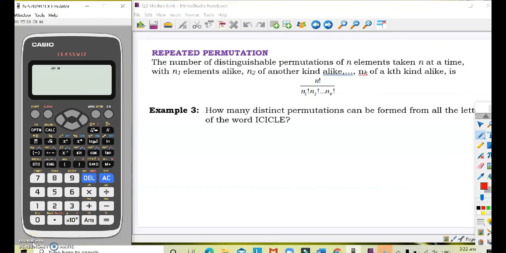Now let's talk about another kind of permutation, what we call repeated permutation. The number of distinguishable permutations of n elements taken n at a time with n sub 1 elements alike, n sub 2 of another kind alike, until n sub k of a kth kind alike. To answer the question, how many distinct permutations can be formed from the letters of the word icicle, we have the n factorial. Since there are 6 letters here, then we have 6 factorial over the letters that repeat. The letters that repeat are I, which repeated twice, so we have 2 factorial, and we also have C that repeats twice, so we have 2 factorial.